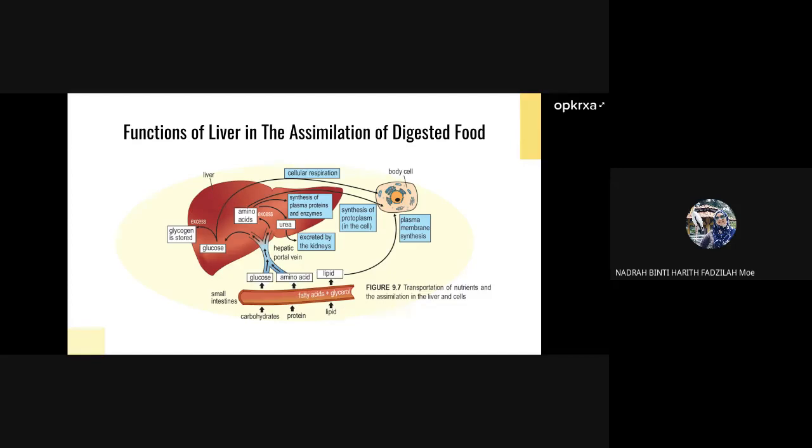Sama juga dengan amino acid. Amino acids, the amount that the liver needed to conduct its own activity will be taken, and then the excess amino acids will be converted to urea, while the rest of the amino acids will be sent to the body cells via the blood circulatory system.